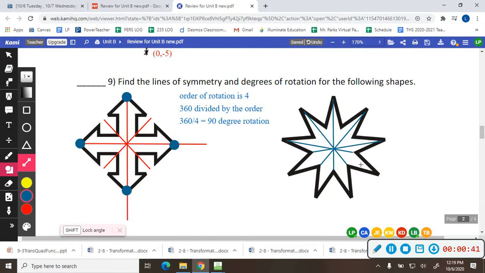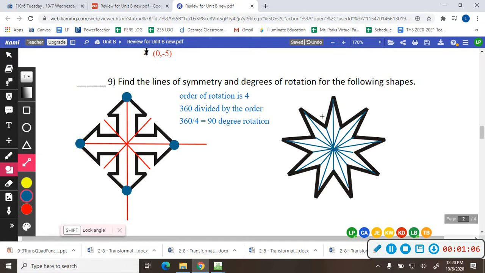So I continue doing this. There's going to be quite a few of these. And I think I got them all. And then you would count those, and that's how many lines of symmetry you have.